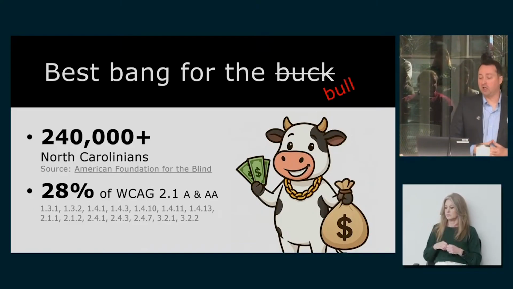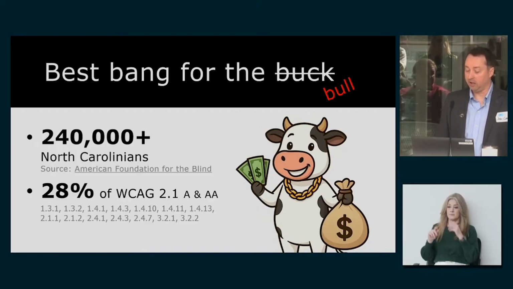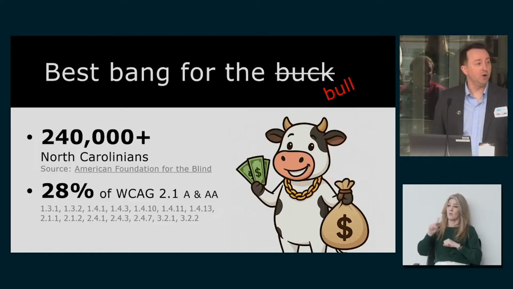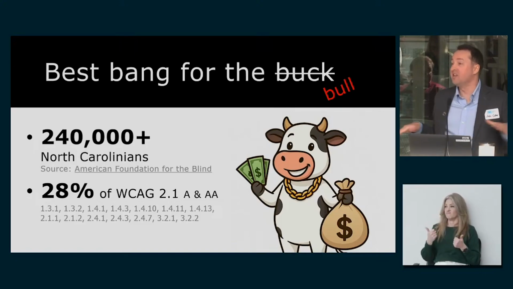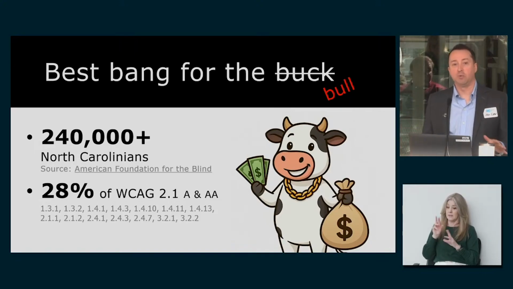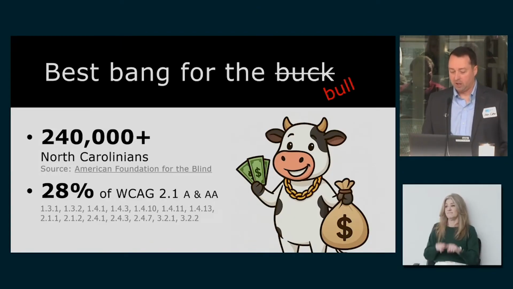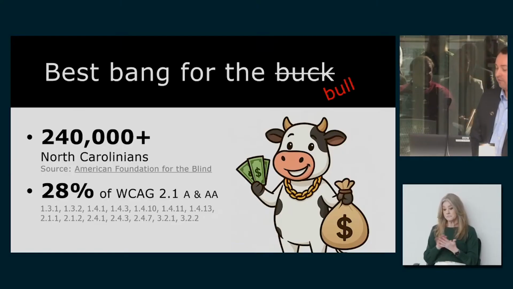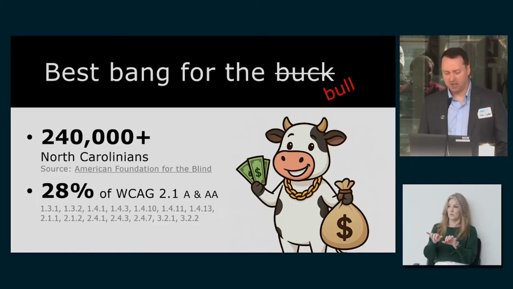So when you test with a keyboard, you're helping a lot of people. According to the American Foundation for the Blind, they estimate that over 240,000 North Carolinians have some form of vision disability. And that number does not even include people who use a keyboard because of a mobility disability, right? They can't use a mouse, so they use a keyboard to navigate. So I looked through all the WCAG guidelines, and I found 14 that are keyboard related. So that's 28% of the WCAG 2.1 AA success criteria are keyboard related. 28%.